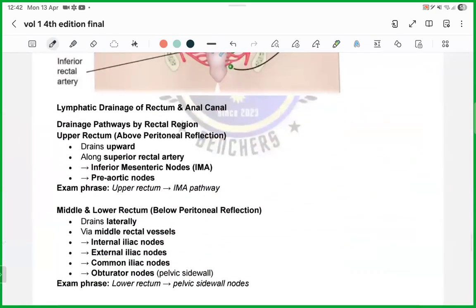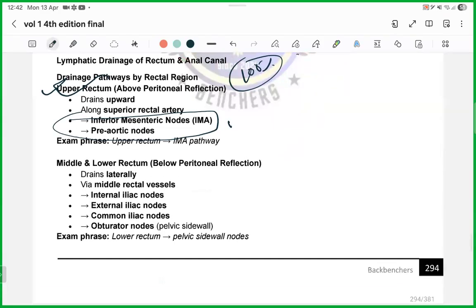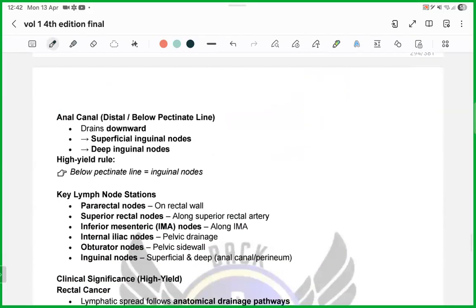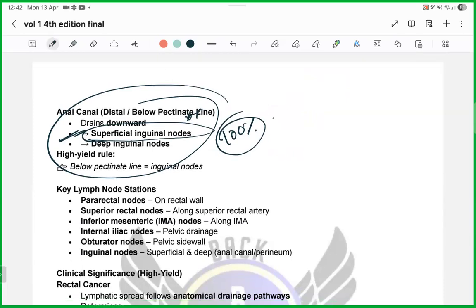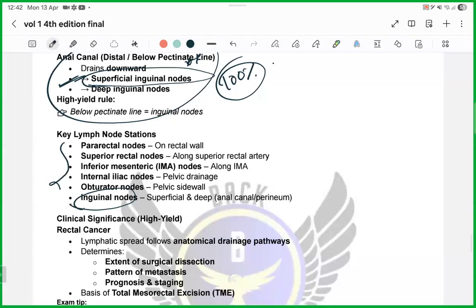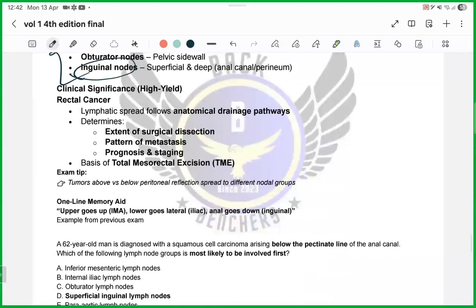So lymphatic drainage of rectum and anal canal, very important, 100% important. Upper rectum: inferior mesenteric nodes and pre-aortic nodes. Very important. Middle and lower rectum, all of this, 100% important. Then you have anal canal, 100% important. Remember superficial inguinal mainly. So these are the shortcuts. You must remember all of it. They ask you questions.